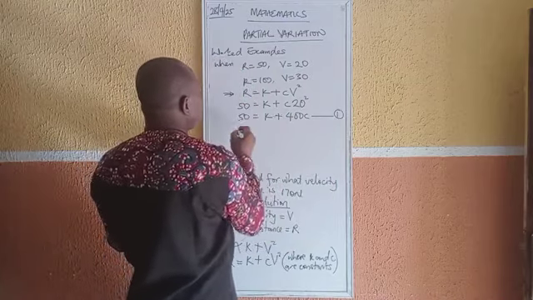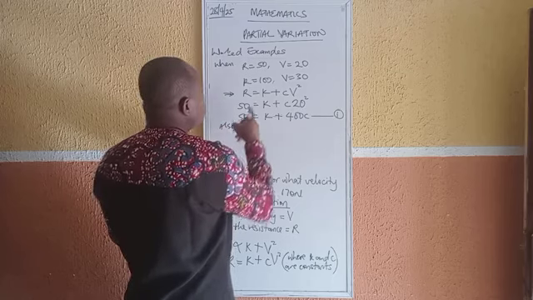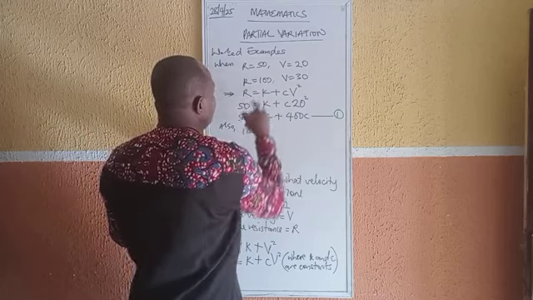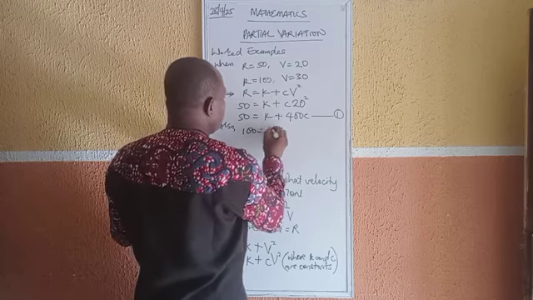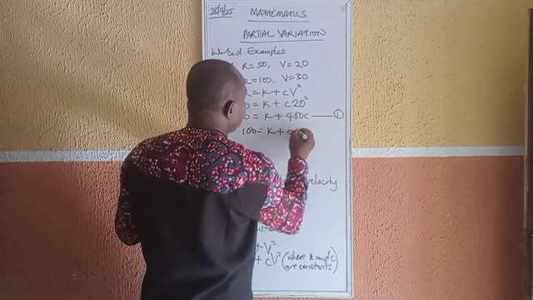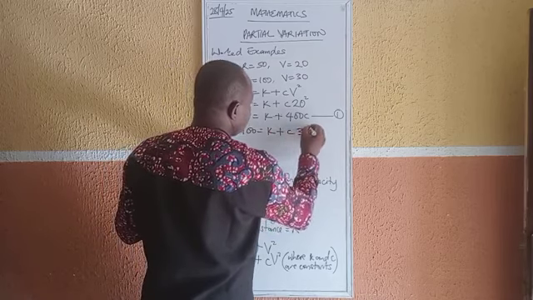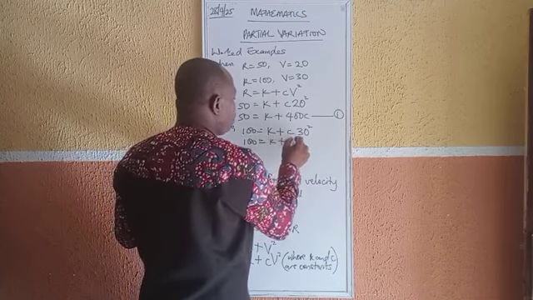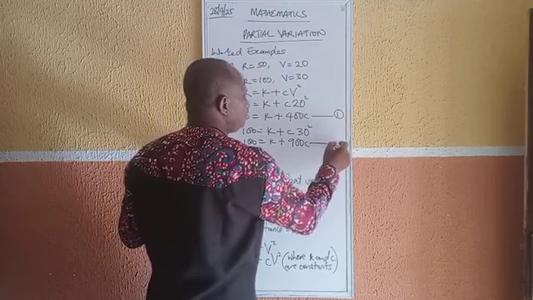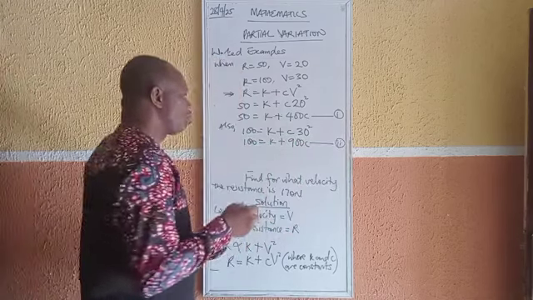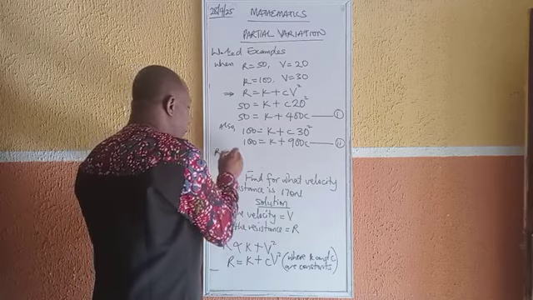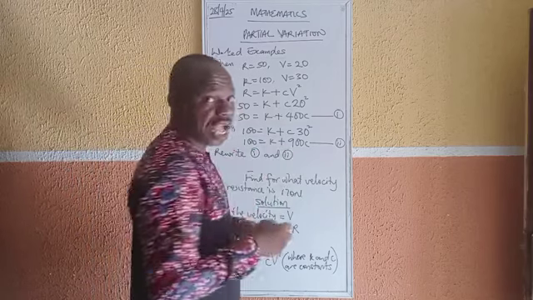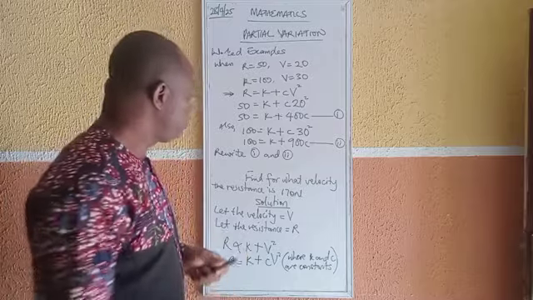Then also when R is 100, that becomes K plus C times 30 squared, which is 100 equals K plus 900C. That's our equation 2. Now let's rewrite equation 1 and 2. Hope you are following. Yes, I believe that.